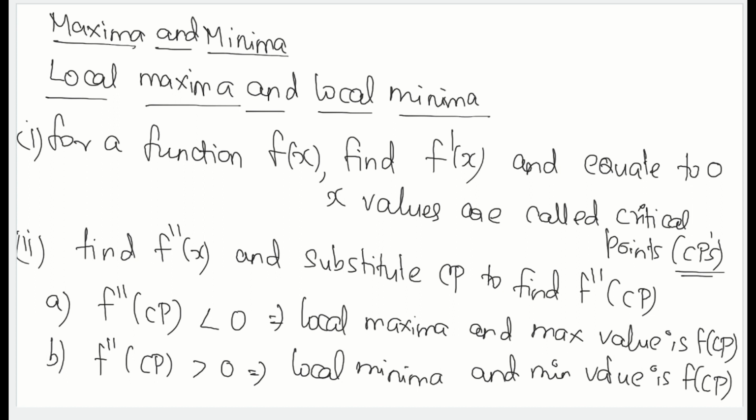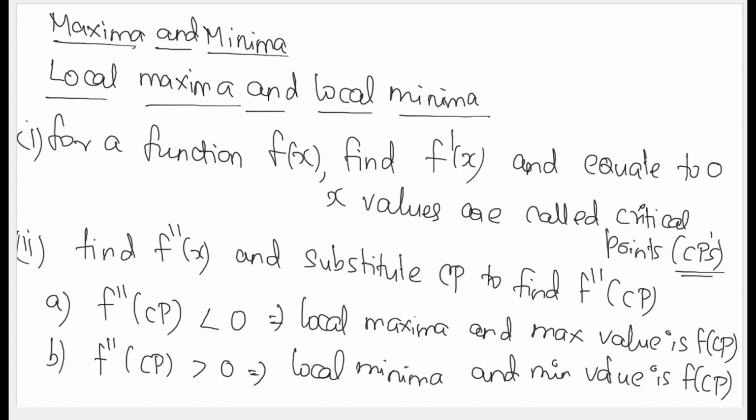Suppose f double dash of CP is greater than 0, then that means it is a local minima, and for finding the minimum value, you again have to go back to your question and substitute f of CP. So this is the procedure for finding local maxima and local minima. This is a very, very important topic. You just have to follow these steps. If you remember these steps and apply them in the correct way, you will be able to find out the answer quite easily.